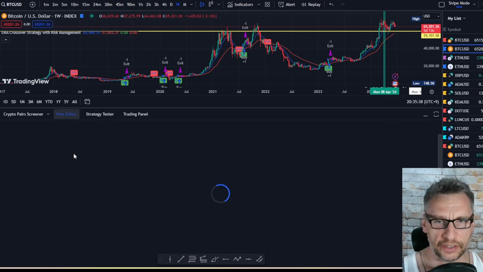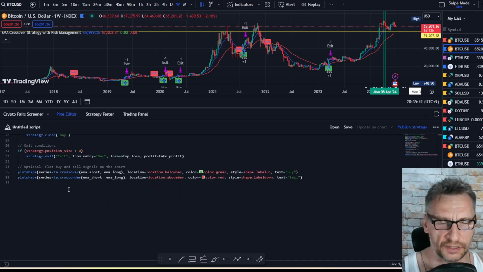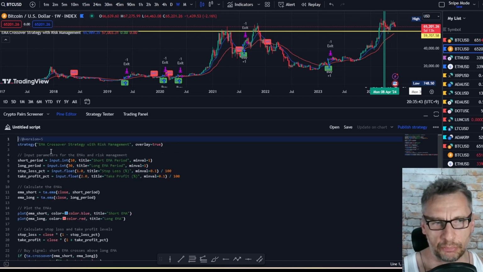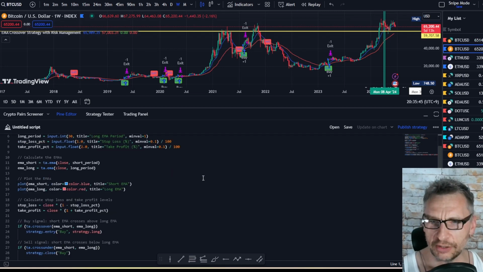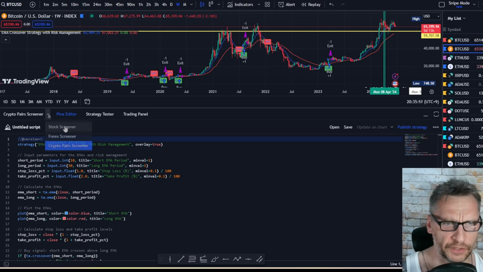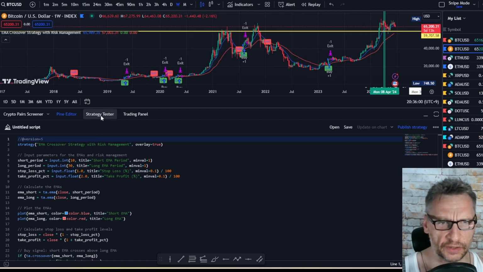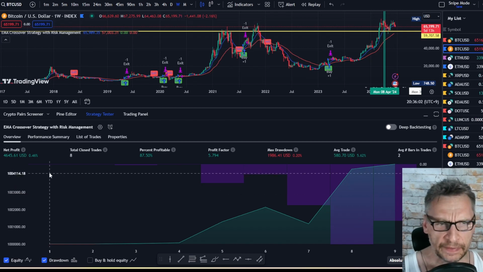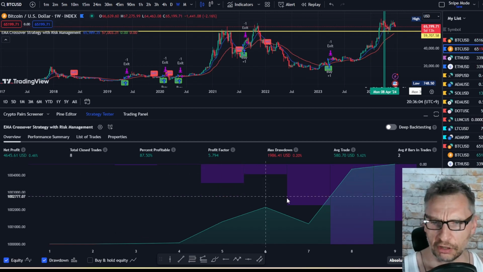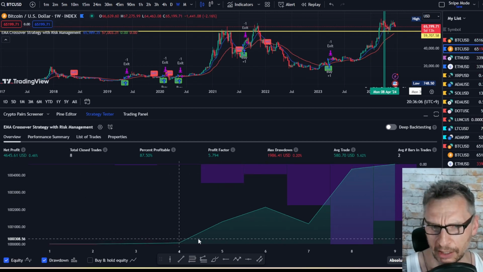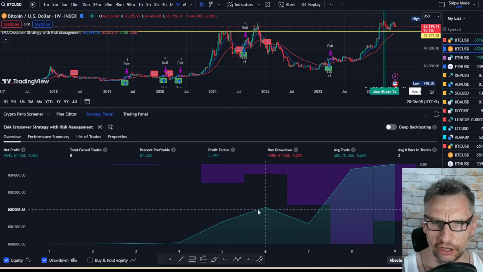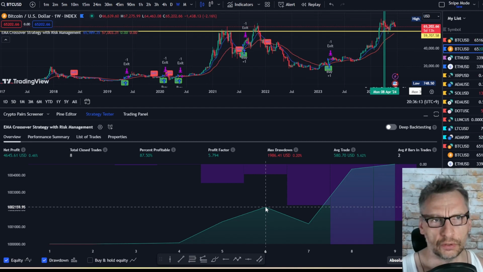The Pine editor is right here, and this is what it looked like. This is the script that will be spat out by Chat GPT, and you have to enter it here. There are different screeners, I guess. There's a stock screener, forex screener. I never mess around with those. I'm only interested in the crypto pair screeners. So that's here. There's the strategy tester right here, and this basically gives you the output of the calculations on the strategy that I inputted into TradingView.